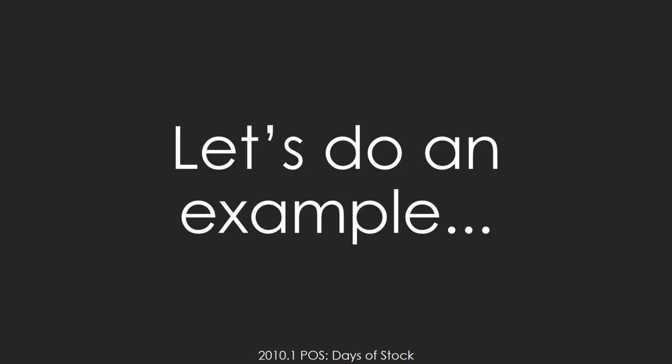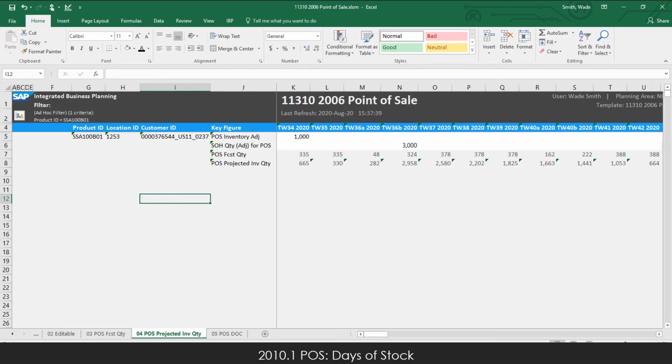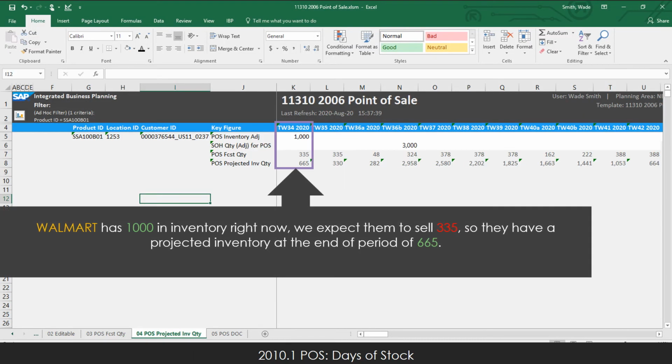Let's do an example. Walmart has 1,000 in inventory right now. We expect them to sell 335, so they have a projected inventory at the end of the period of 665.